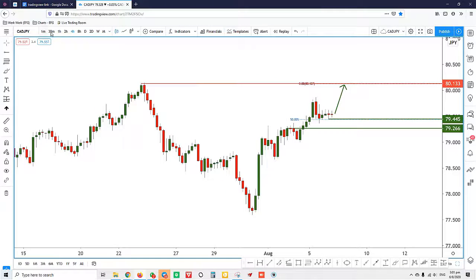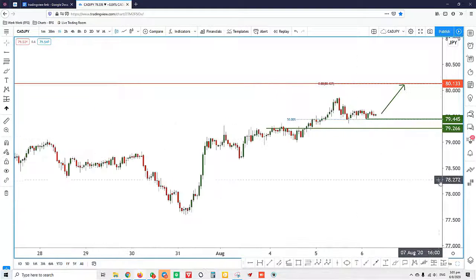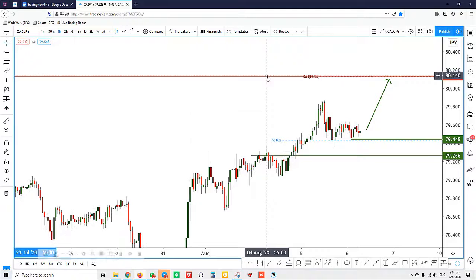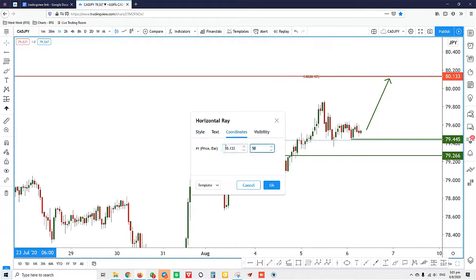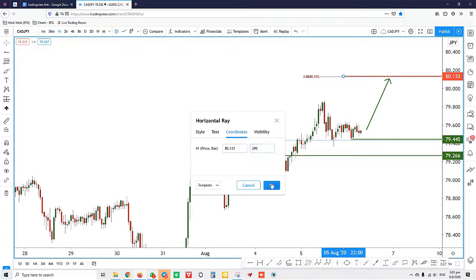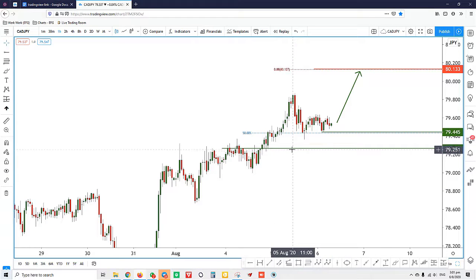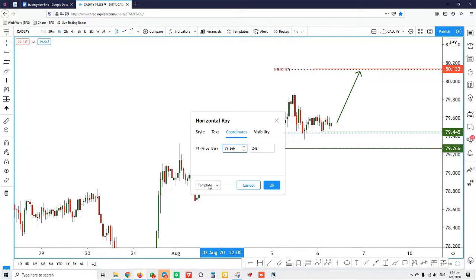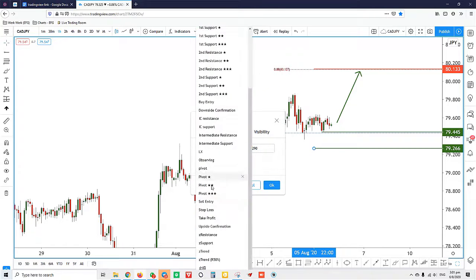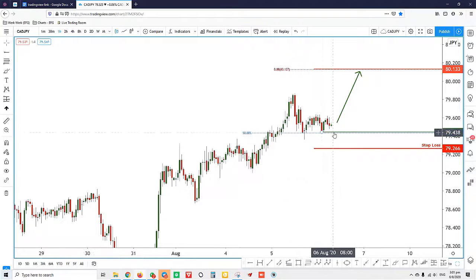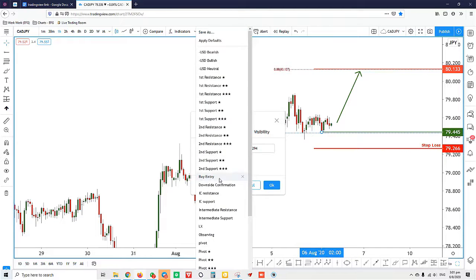So let's quickly dive into the 1 hour. I just want to show you guys something on the 1-hour chart. Remember, this is our final target, our daily target, so to say. And then this is our 61.8 kind of stop loss level. So I'm just going to call this the stop loss. And this can be our buy entry.